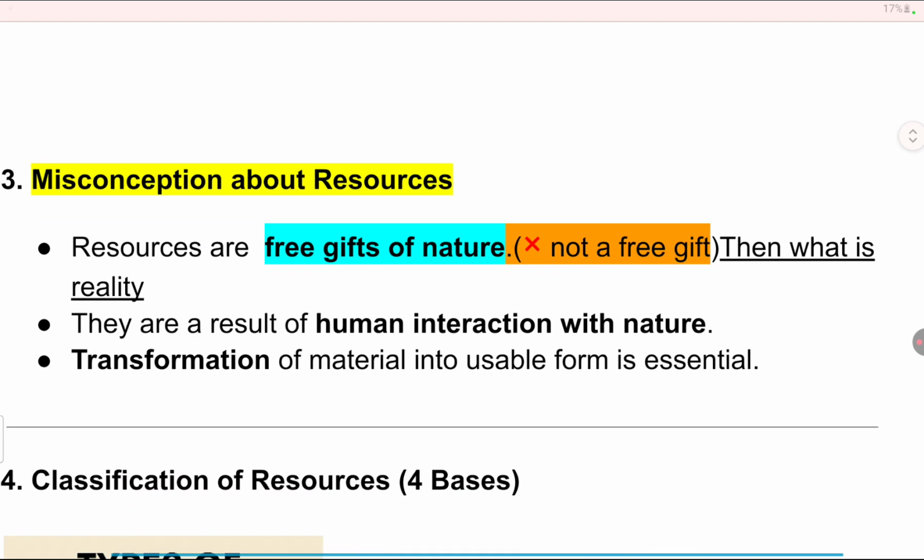There are some misconceptions about resources. It is said that resources are a free gift, but at present we are facing a scarcity of resources. We can say that resources are not a free gift. We can take the example of water. At present, in the 21st century, we are facing a water crisis. It symbolizes that resources are not a free gift. We have to use them with care.